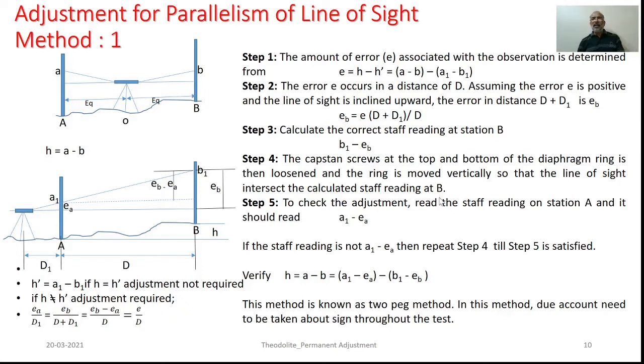So, this A1 minus EA requirement, if not satisfied, then this particular adjustment is repeated such that we will be getting H equal to H dash. So this method, as discussed previously, is nothing but a two-peg test. One must take into account the sign throughout all the computations.